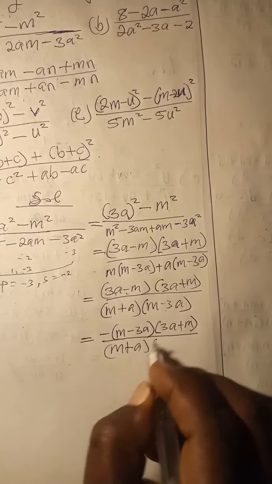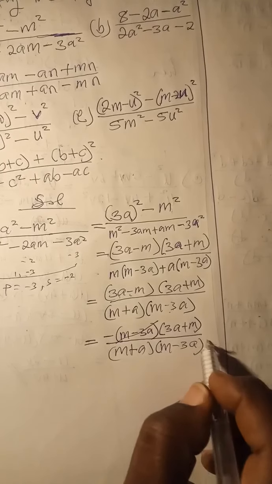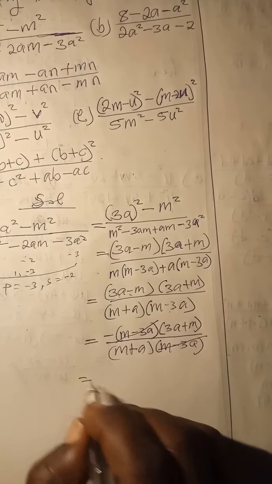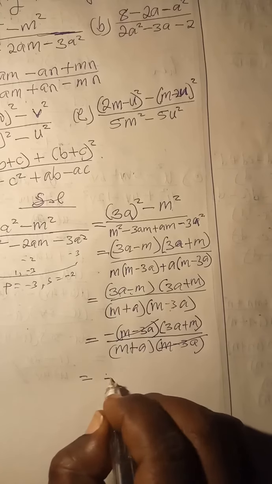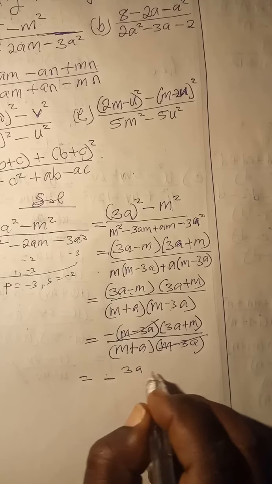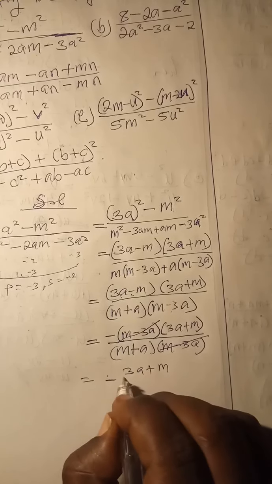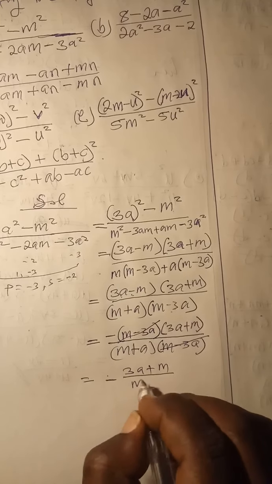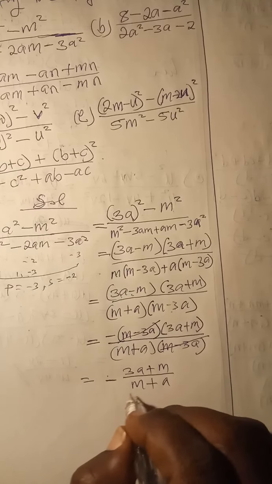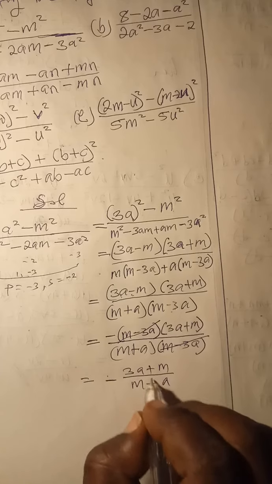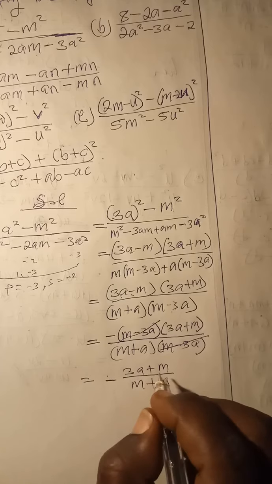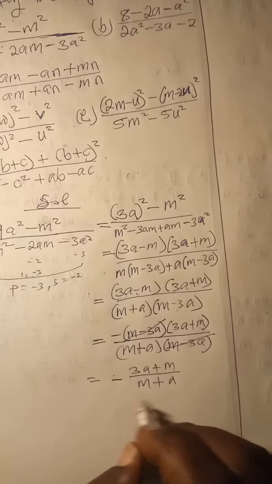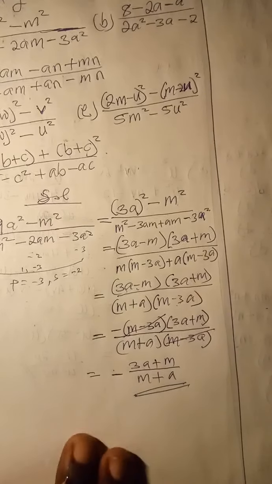So I have something similar here, right? They can cancel out. So eventually we'll have minus 3a plus m over m plus a. Again, do not make a mistake by cancelling m and m, because there is addition between them. Don't do that. So my final answer is this. That's it.